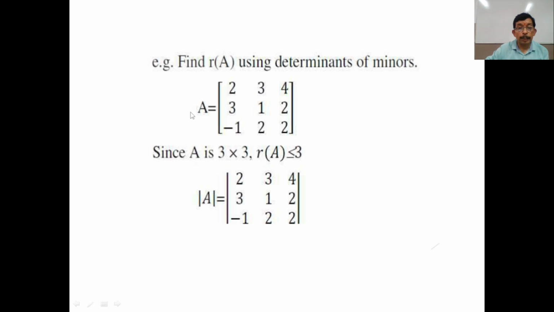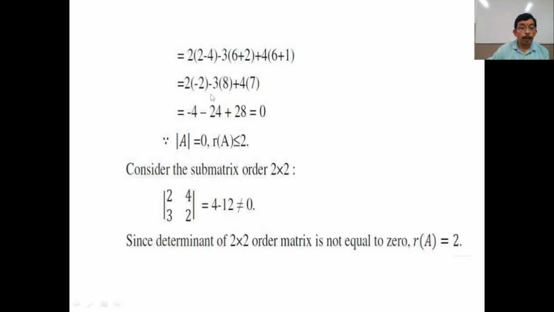Suppose an example is given: A is a matrix of 3 by 3 order. Then we find the determinant value. If the determinant value is non-zero, then the rank of the matrix is 3. If the determinant value is 0, then we calculate the 2 by 2 order determinant values. Now, the determinant value of the 3 by 3 order matrix is 0, so the rank of the matrix is less than 3.